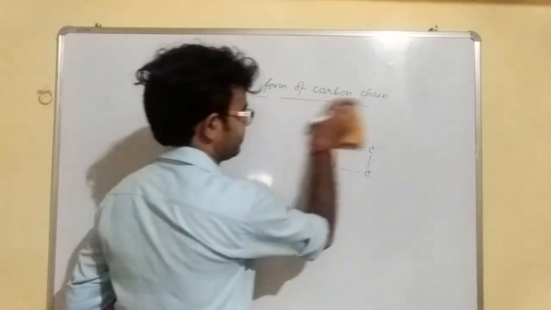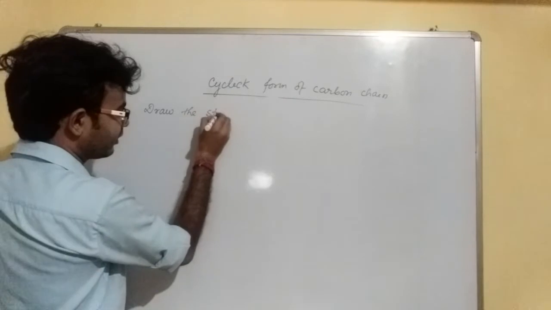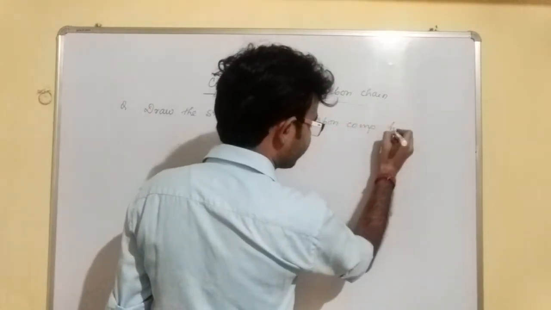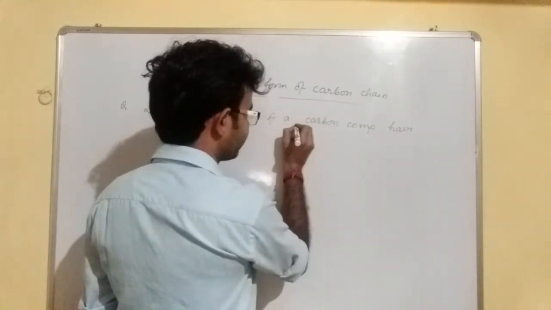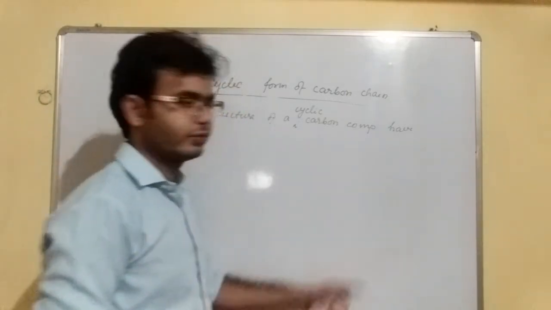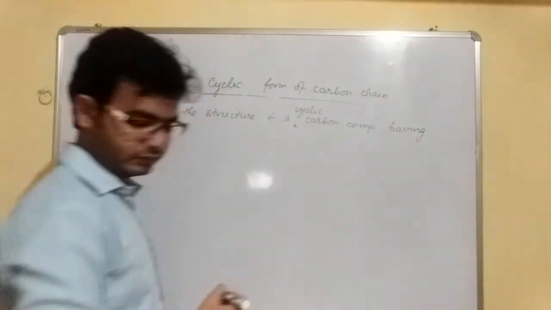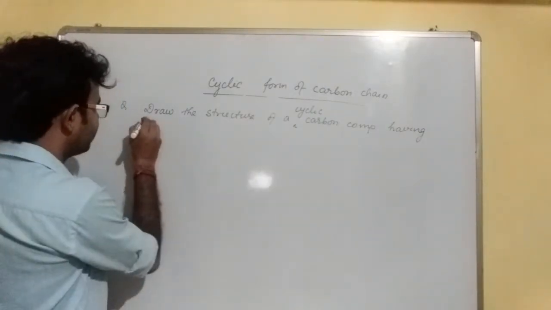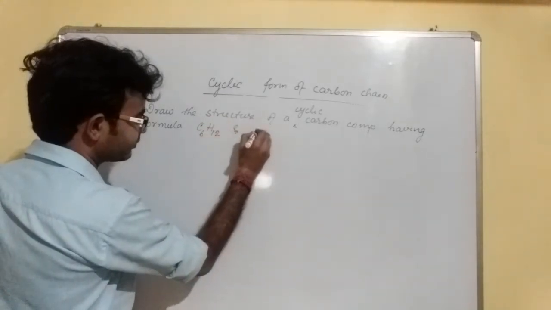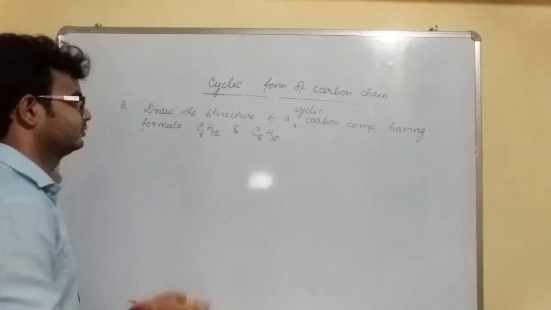Fine. Now I am giving you one question. Draw the structure of a cyclic carbon compound having the formula C6H12 and C5H10. Okay, that's it. One more.